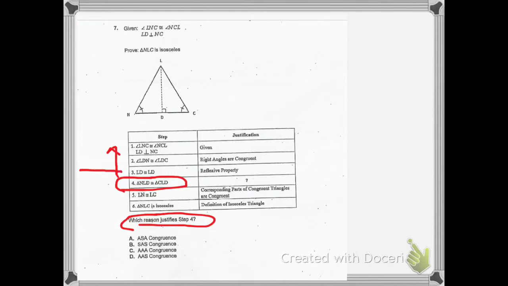I'm going to mark LD congruent to LD, so that would be a side. So a little tick mark on that side between the letters L and D. Angle LDN is going to be congruent to angle LDC, and we know they're both right angles, so you can draw the right angle mark.